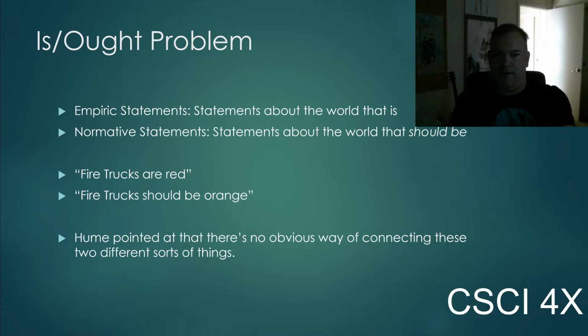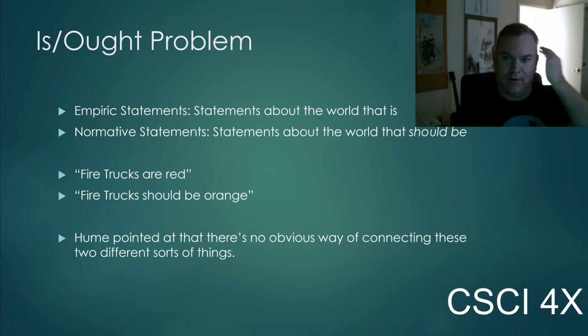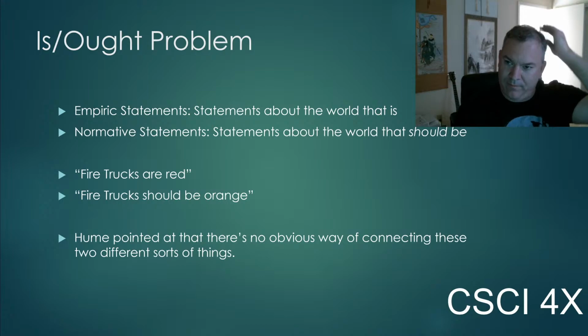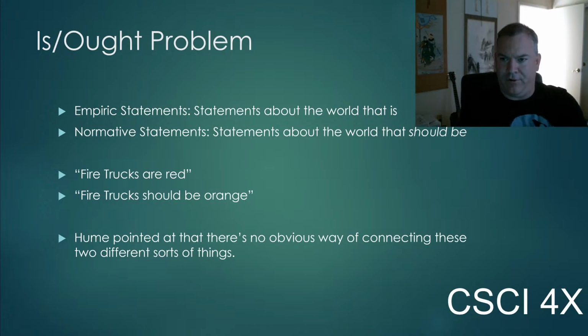So the first and probably the most important thing for you guys to understand is something called the is-ought problem. This is postulated by a philosopher by the name of David Hume, a couple hundred years ago. And he said that there's no logical connection between the way things are and the way that things should be. So we have what are called empirical statements, like in science.